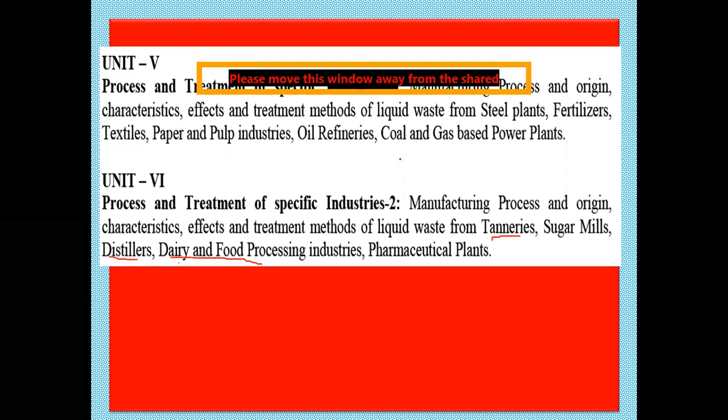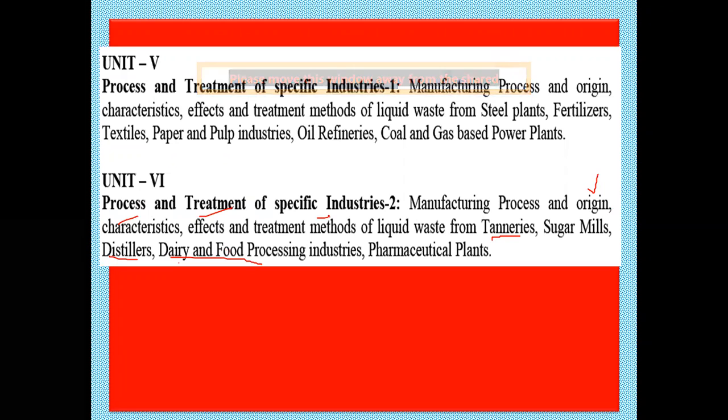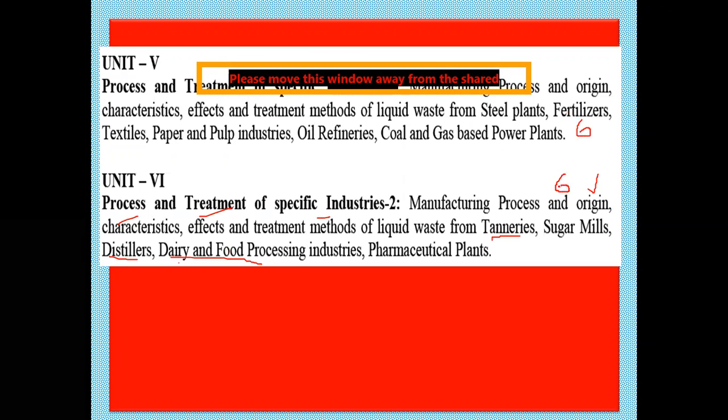But the origin, the characteristics, the effects, and treatment methods will be maximum similar to all industries. In Unit 5 and Unit 6, you have to learn the manufacturing process of any industry. Here you have 6 industries, and here again 6 industries. So only the basic line you read.